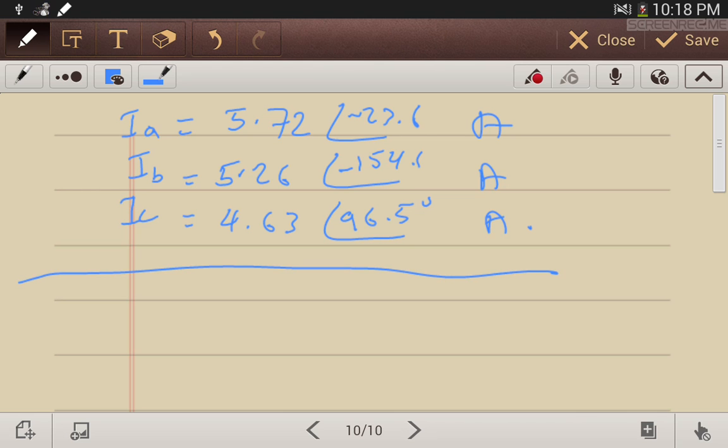I hope this example gave a good explanation about the symmetrical components and how they can be used to find either the sequence network currents or voltages or the unsymmetrical voltages and currents. And in the next lecture I'm going to go through the unsymmetrical faults very soon, inshallah.